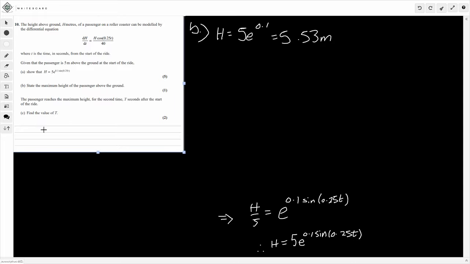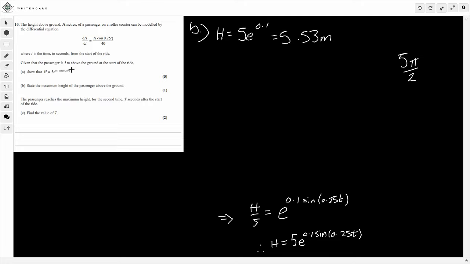And then finally for part C, let's read it. The passenger reaches the maximum height for the second time, t seconds after the start of the ride. And we have to find the value of t. Now you've got to think about where these maximums occur. Remember, the first maximum of sine occurs at pi over 2. The next one, it helps if you draw a sketch or if you just know it by heart anyway, will be at 5 pi over 2.